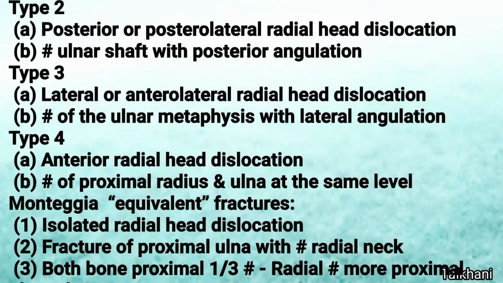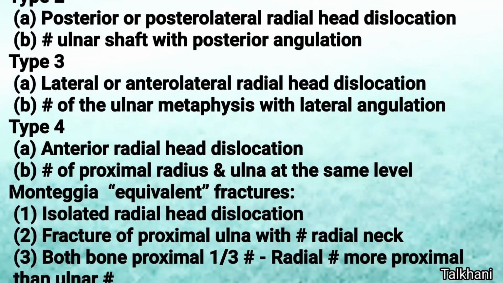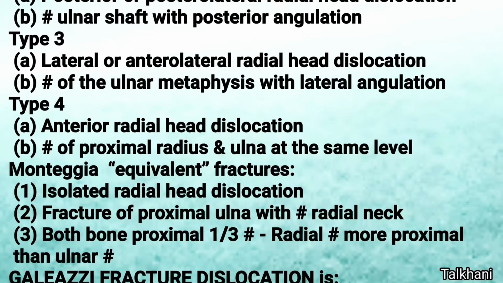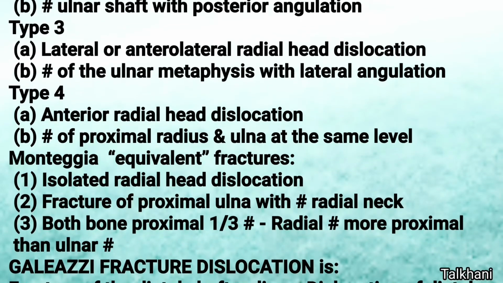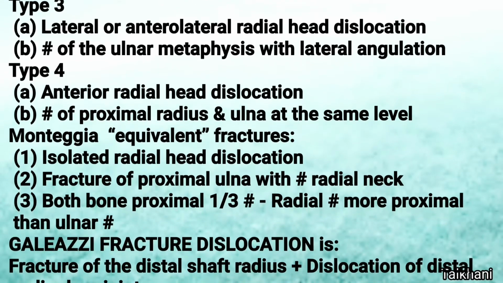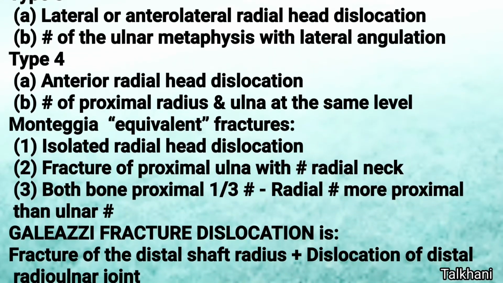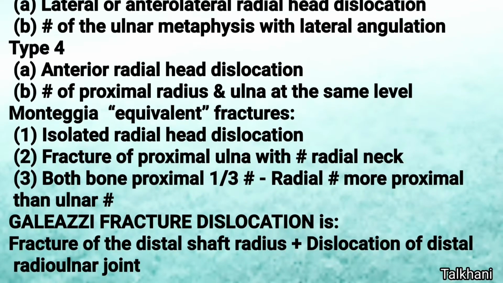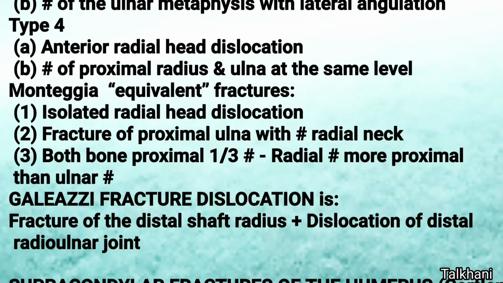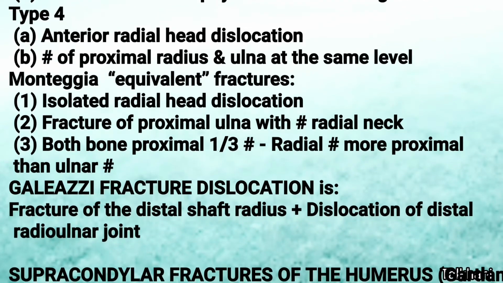Type 3: A, lateral or anterolateral dislocation of the radius, with B, ulnar fracture just distal to coronoid process. Type 4: A, fracture of the radial head or neck with dislocation, and the second component is fracture of proximal or mid third of ulna.